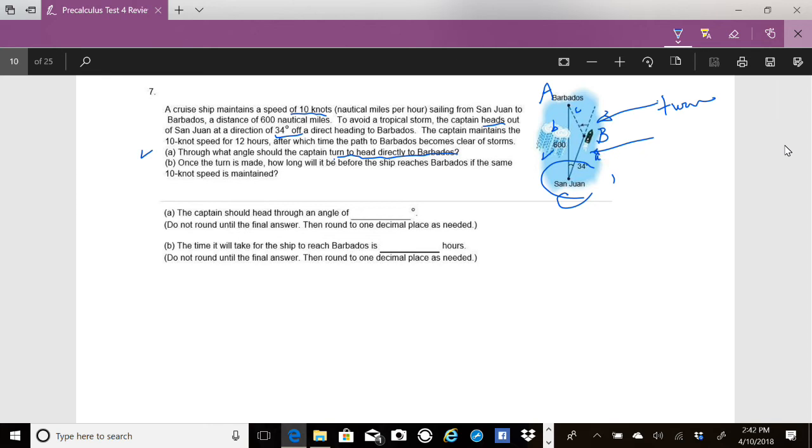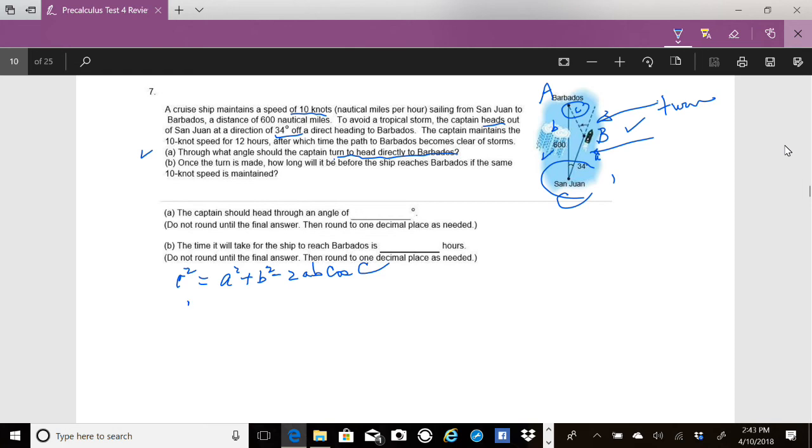In order to find out how long it takes to get all the way home from point B, we need to know side C. And for that, we're going to use the law of cosines. Let's go ahead and start working the problem. The law of cosines says C squared is equal to A squared plus B squared minus 2AB cosine of C.